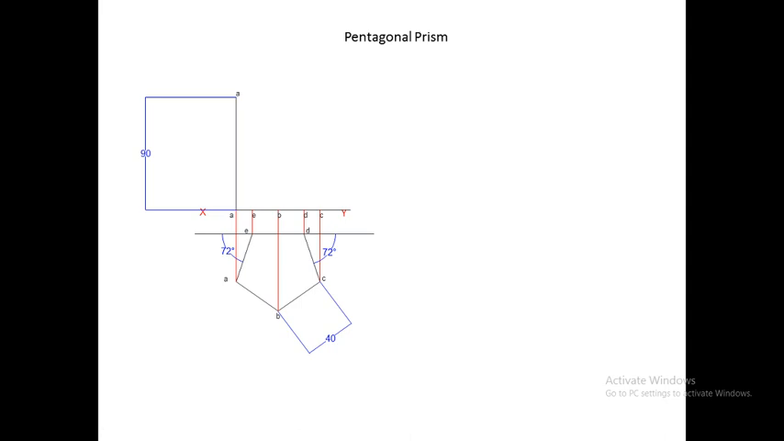Students, in cones and cylinders we draw generators, whereas in case of pyramids we draw slant edges, but in case of prisms we don't have slant edges, we have vertical edges which is equal to the height of the prism. So the height of the prism is 90 mm, so the vertical edge A and A will also be equal to the 90 mm. Since it is a pentagonal prism, we will have total 5 vertical edges passing through points A, B, C, D and E. So we will draw all the vertical edges one by one.